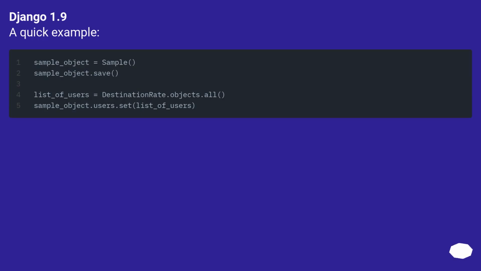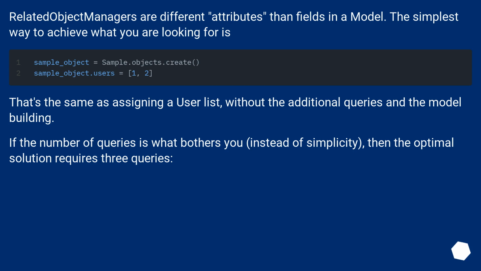Django 1.9. A quick example. Related object managers are different attributes than fields in a model. The simplest way to achieve what you are looking for is this. That's the same as assigning a user list, without the additional queries and the model building.